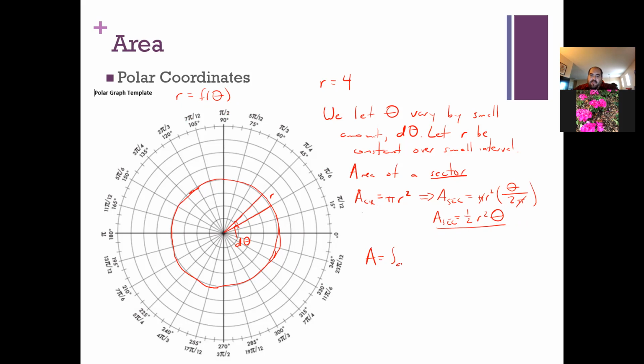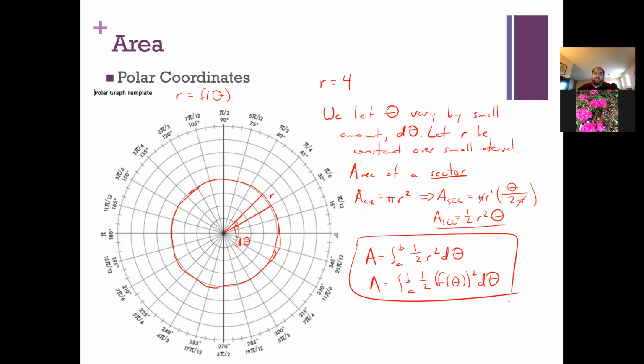If we integrate from a to b, 1/2 times r squared d theta. Or if I want to make this clear in function notation, the integral from a to b of 1/2 f of theta squared d theta. So any questions on where this comes from? Just out of curiosity, have people seen this before?